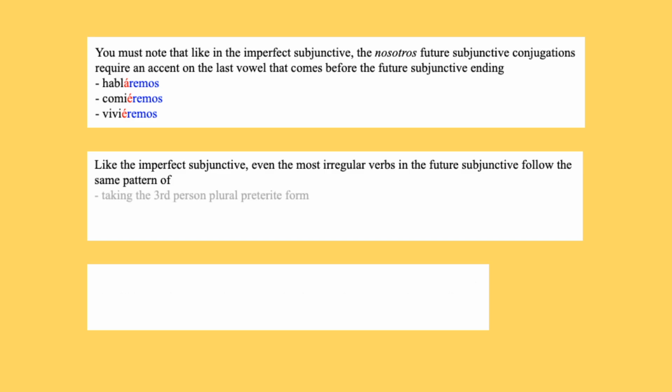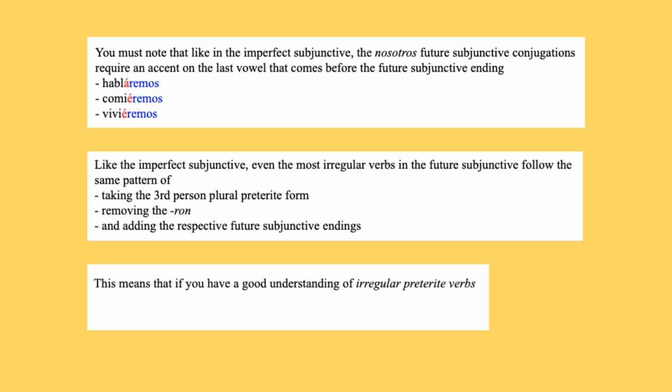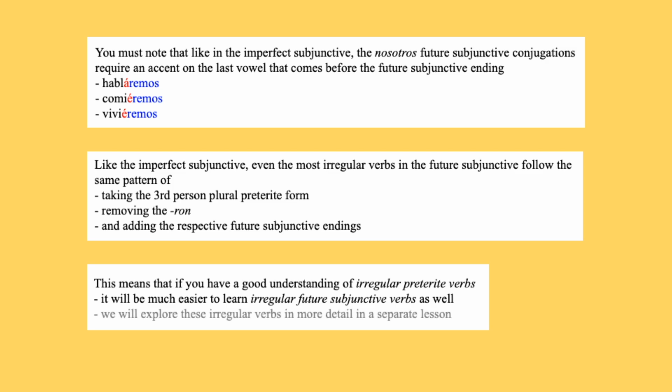And like the imperfect subjunctive, even the most irregular verbs in the future subjunctive will follow the usual pattern, in which they take the third person plural preterite form, remove the -ron, and then to that stem add the respective endings afterwards. So once you do understand irregular preterite verbs, it will be a lot easier to understand how irregular future subjunctive and irregular imperfect subjunctive verbs are formed as well. And in the very next unit, in Unit 3, we will be exploring irregular verbs.